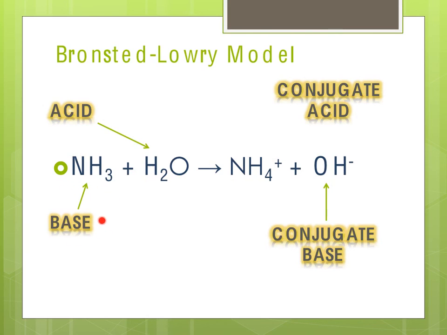So when the base accepts the hydrogen, the conjugate acid is what's left, or what remains. So in this case, my conjugate acid is NH4 plus, because when the NH3 accepts that hydrogen from the water, it forms this. So the acid donates its proton and becomes the conjugate base. The base is going to accept that hydrogen ion and become the conjugate acid. And that is basically the way this is defined when we're talking about the Bronsted Lowry model of acid-base, conjugate acid, conjugate base pairs.